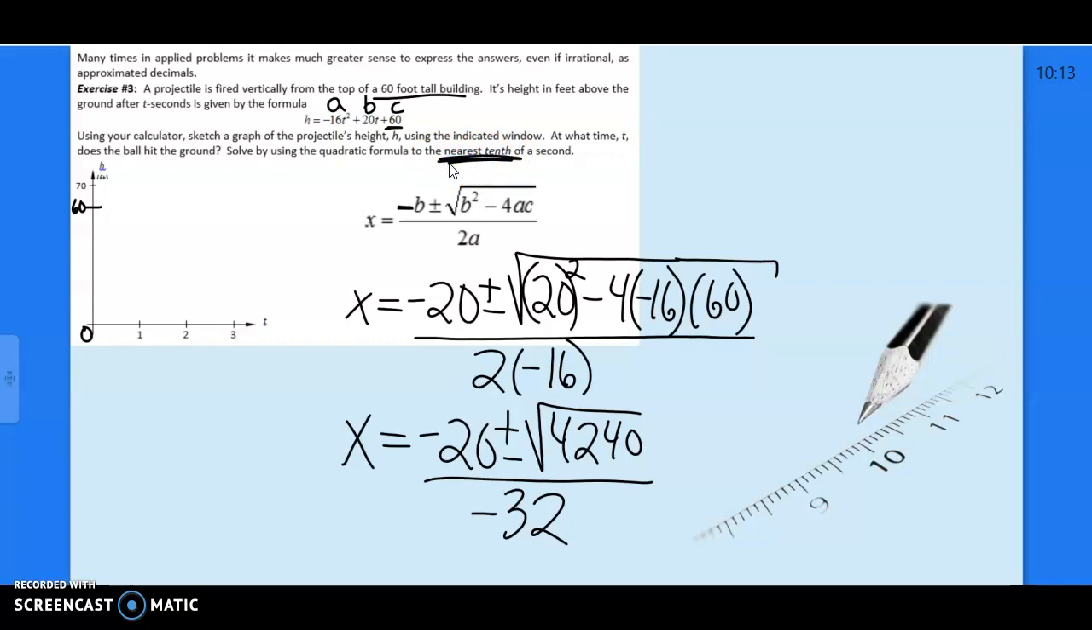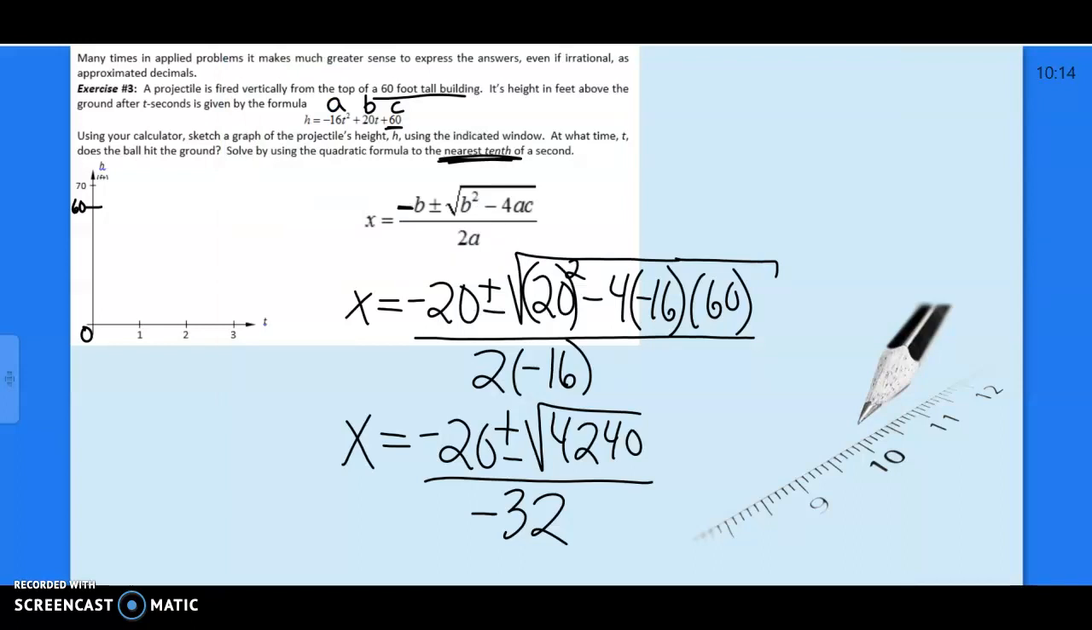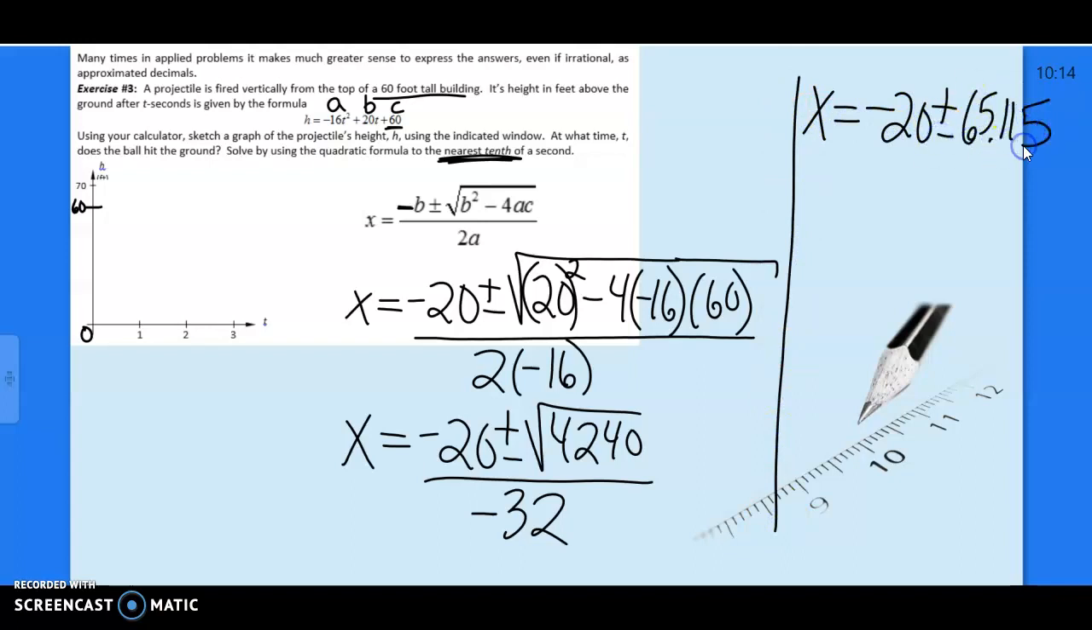We're actually going to go back to the calculator and do second square root 4,240. Okay? Oops. Looks like I made a mistake there. 4,240. Okay? And so that works out to be 65.11528. So we're not rounding yet, so let's go 3 digits, and let's go x equals negative 20 plus or minus 65.115. Put that over negative 32.